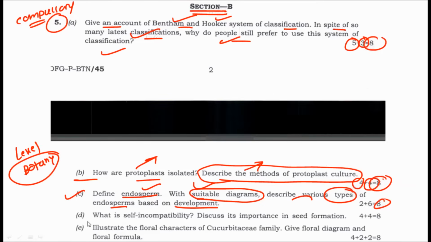If you are simply a graduate in botany, or say a postgraduate in botany, you can easily answer all these questions, right? The next sub question is: what is self-incompatibility, and discuss its importance in seed formation. For writing down the self-incompatibility, you will get 4 marks. And for writing down the seed formation, you will get the rest of the 4 marks, making it a total of 8 marks.